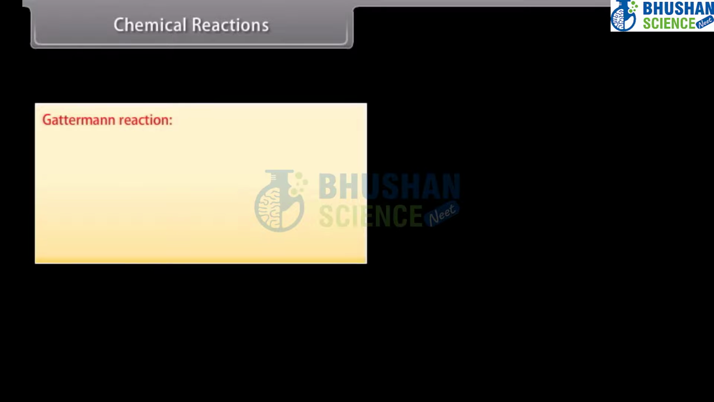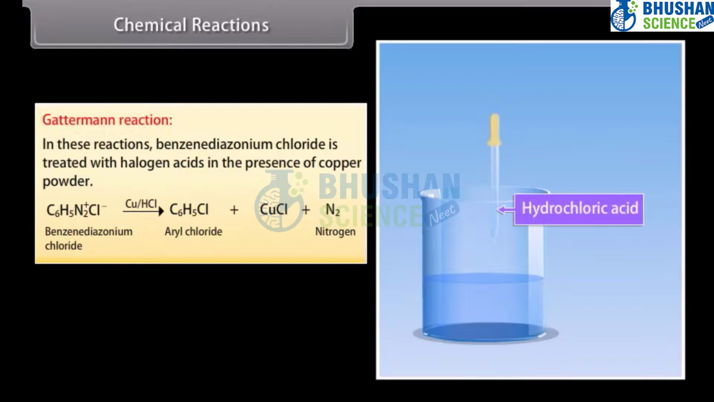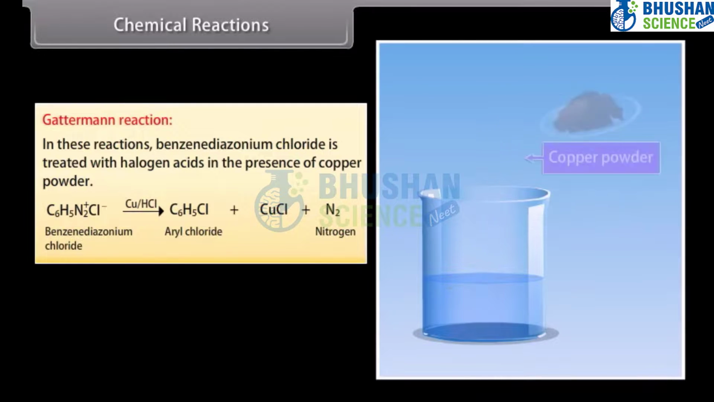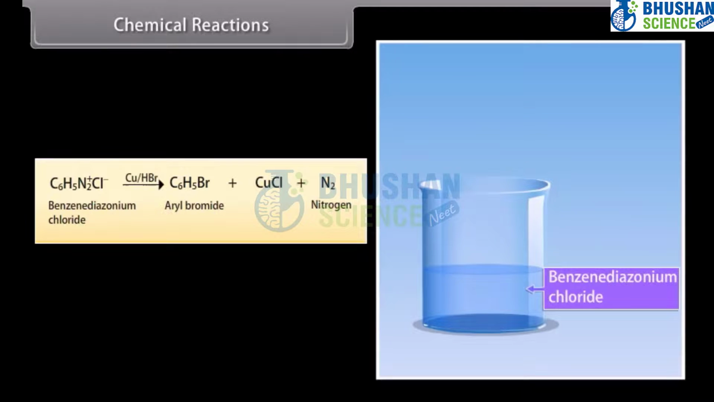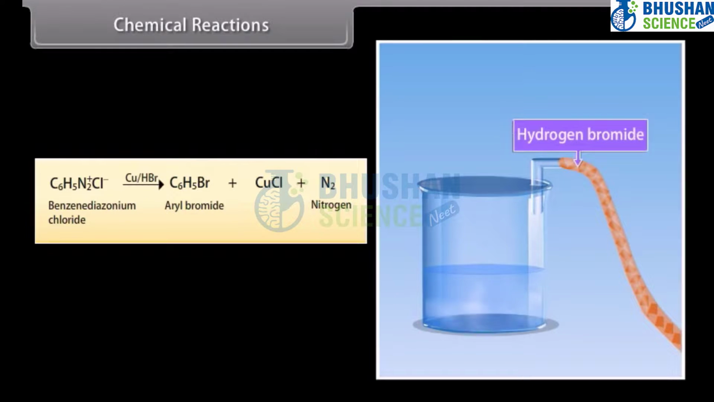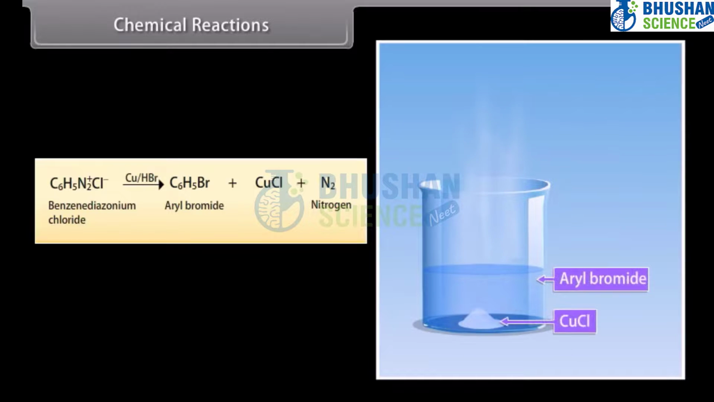Gattermann reaction. In these reactions, benzene diazonium chloride is treated with halogen acids in the presence of copper powder. Benzene diazonium chloride reacts with hydrochloric acid and copper powder to yield aryl chloride, cuprous chloride and liberate nitrogen gas. Benzene diazonium chloride reacts with hydrogen bromide and copper powder to yield aryl bromide, cuprous chloride and liberate nitrogen gas.